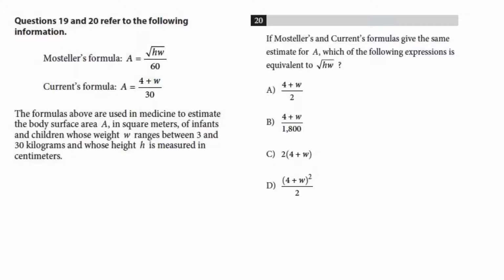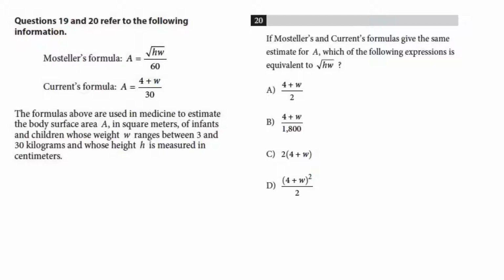Number 20. This is the same setup. If Mosteller's and Current's formulas give the same estimate for A, which of the following expressions is equivalent to the square root of H times W? So we want to solve for, let's say, the same estimate for A.